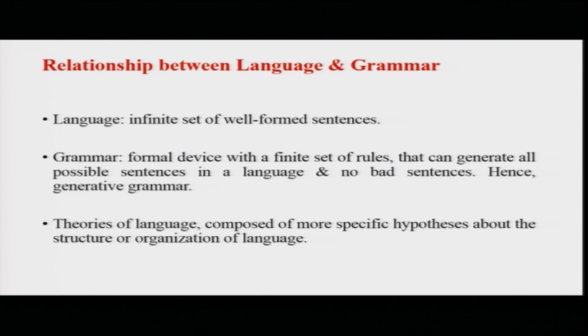There are various theories of language, and these various theories are composed of very different specific or general hypotheses about the structure of language. This is how the structure of language should be, and this is how the structure of language should be. There are these various things. Now how do you know whether a particular grammar is useful or not? So Chomsky says there are three ways in which you can evaluate that.